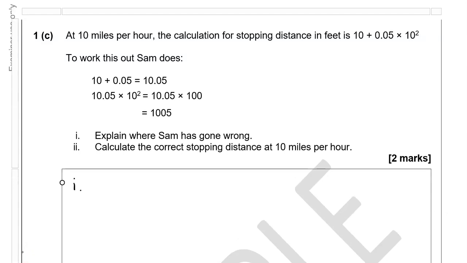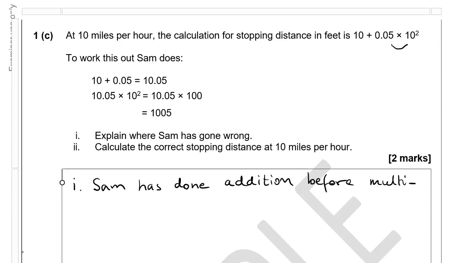As you've noticed, they've done addition first, and they should have done multiplication first. BIDMAS tells us that. So Sam has done addition before multiplication. Now we've got to calculate the correct stopping distance at 10 miles per hour, second part.